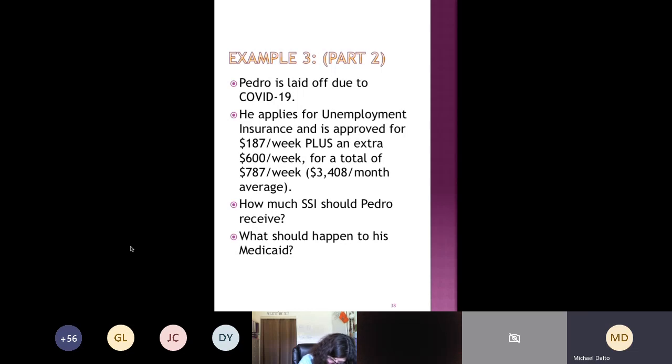So now Pedro is laid off due to COVID-19. He applies for UI. He's approved for $187 a week, plus, because we're under the CARES Act now, he's getting an extra $600 a week. So his grand total is $787 a week on employment benefits, which totals an average of $3,408 a month of unemployment. So how much SSI should Pedro get with that much in unemployment benefits, and what should happen to his Medicaid?